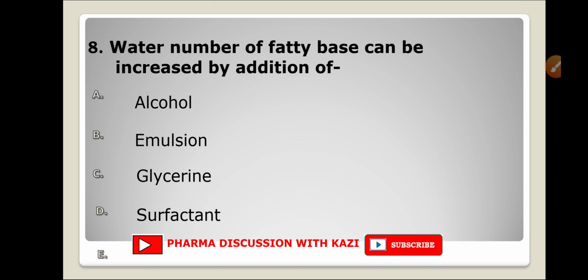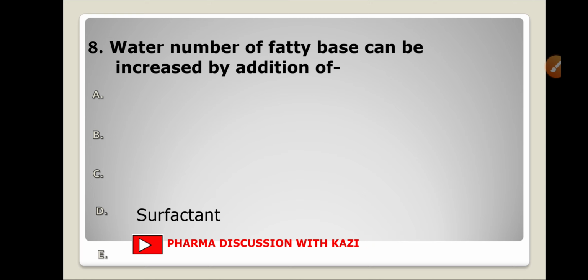Next question. The water number of a fatty base can be increased by the addition of, the options are alcohol, emulsion, glycerin, surfactant. The correct answer is D, that is surfactant. Actually, water number can be defined as the amount of water in grams that can be incorporated in 100 grams of fat.